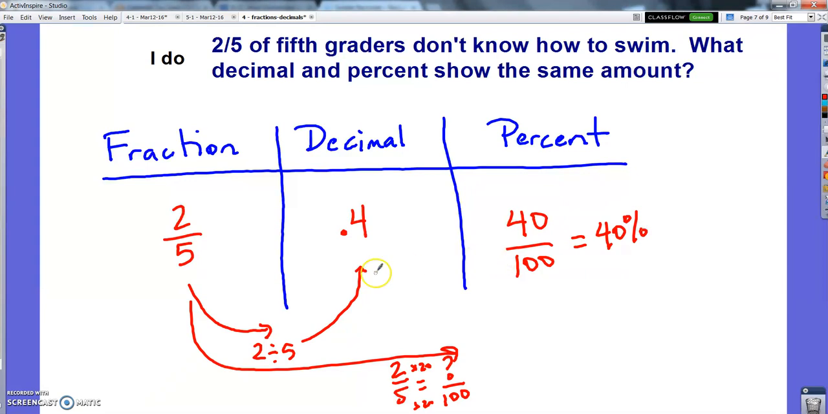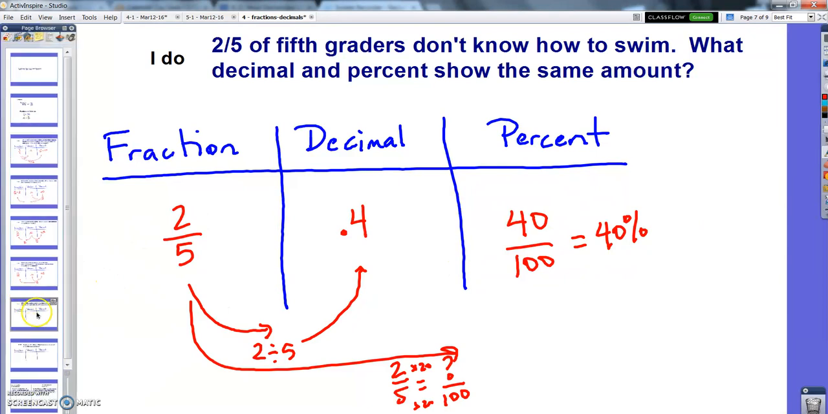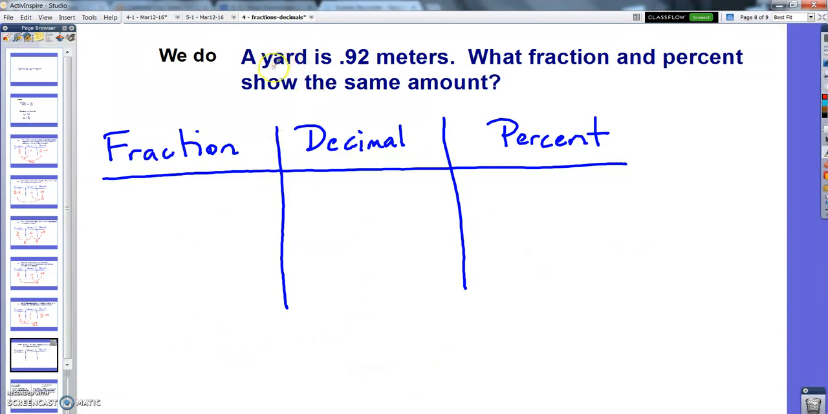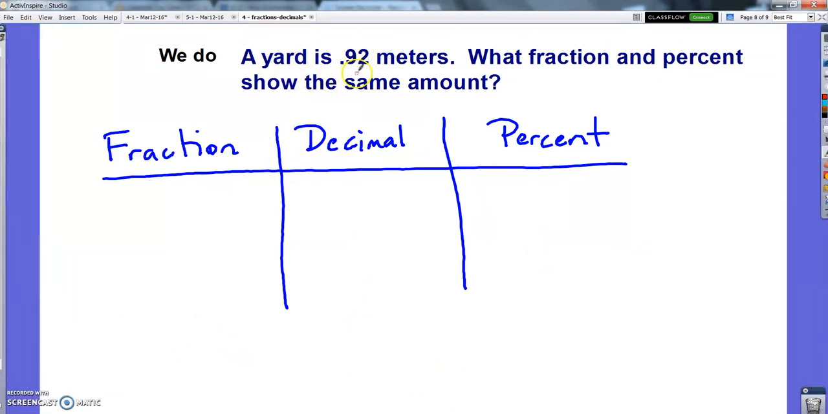So you have all the tools to already do this stuff. Nothing new. You know how to get from one of these to another. I'm just kind of reminding you how, and we've never connected all 3 together. So last one, let's start with a decimal this time. A yard is 92 100ths meters. They're pretty close. A yard and a meter are only like 3 inches different. What fraction and percent show the same amount?